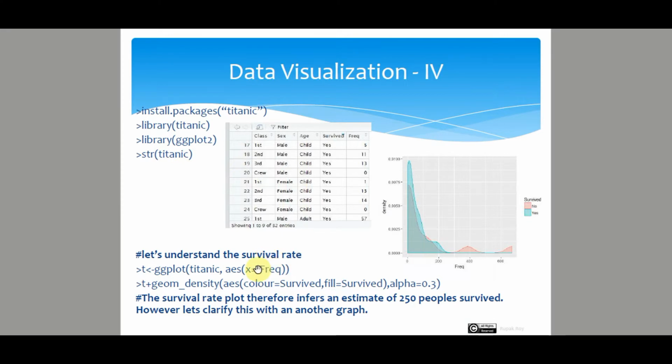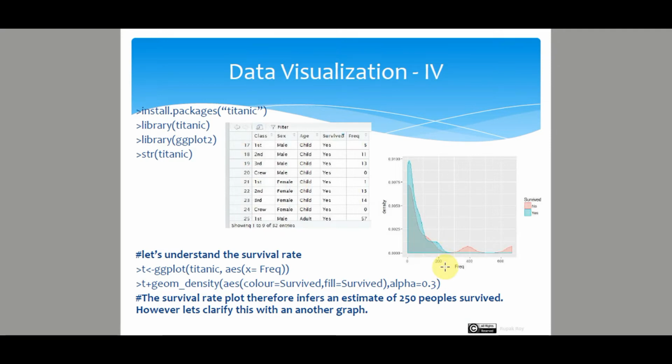Apply aesthetics AES mapping of x is equal to frequency FREQ, then add the geometrical object geom density with AES color is equal to survived. Fill is equal to survive, alpha, that is the transparency, by 0.3. Therefore, the plot infers an estimate of 250 people survived.